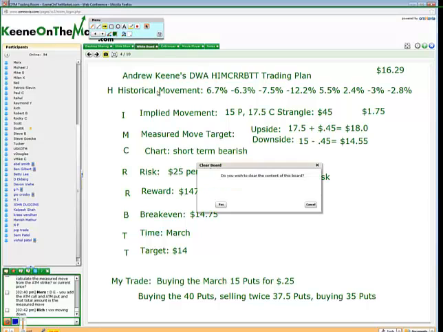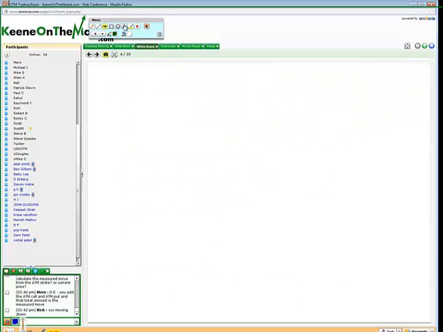I want to wipe this clean, okay? So this one's a little bit different if you guys haven't seen it before. 4 ways to play Priceline, okay? I start the beginning exactly the same. H, historical movement.